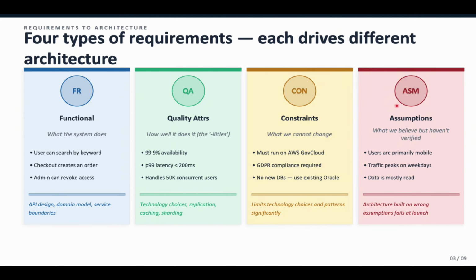Write your assumptions down, explicitly mention that each assumption could be wrong, and then verify them. Write down every assumption explicitly and verify them before you build, not after you launch. When you receive a requirement, your first job is to classify it. Which of these 4 types is it? That classification tells you what architectural decisions it derives.